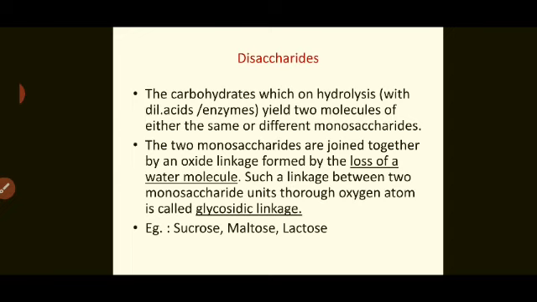The two monosaccharides are joined together by an oxide linkage formed by the loss of water molecule. Such a linkage between two monosaccharide units through oxygen atom is called glycosidic linkage. Example: sucrose, maltose, lactose. There are many other examples, but we have to study these three in detail.